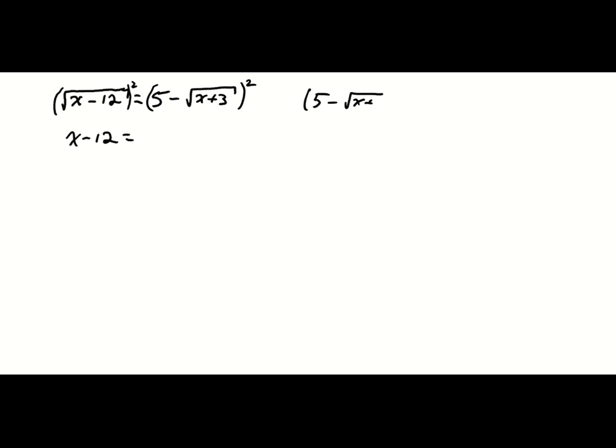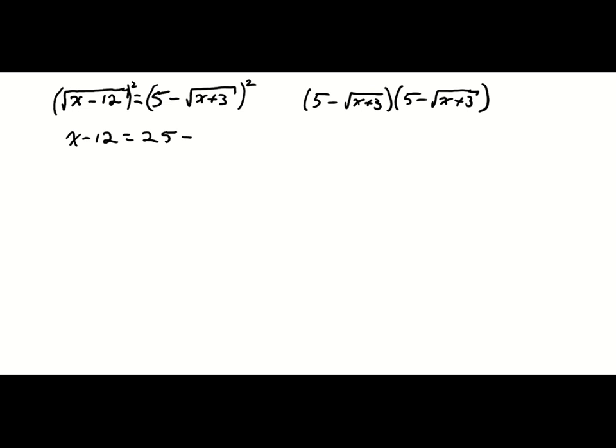A reminder that if you choose to FOIL it out, you write it out twice and FOIL from there. I'm going to use the binomial squared formula because that is the more efficient way to do it. So that formula says we're going to square the 5. We get 25.